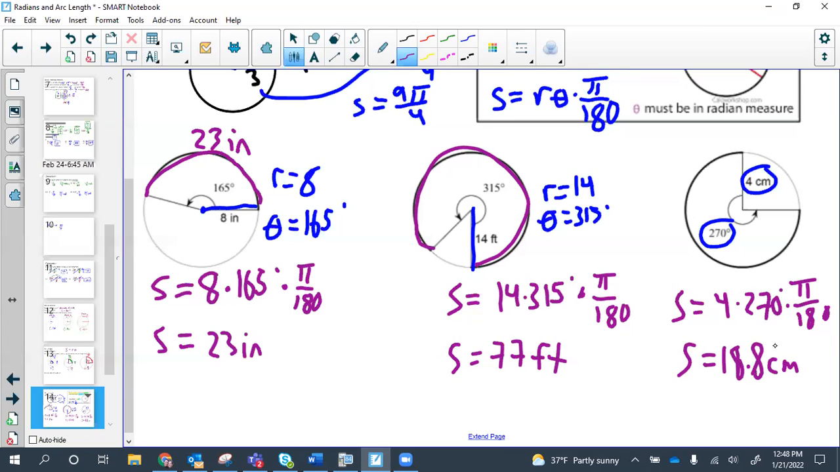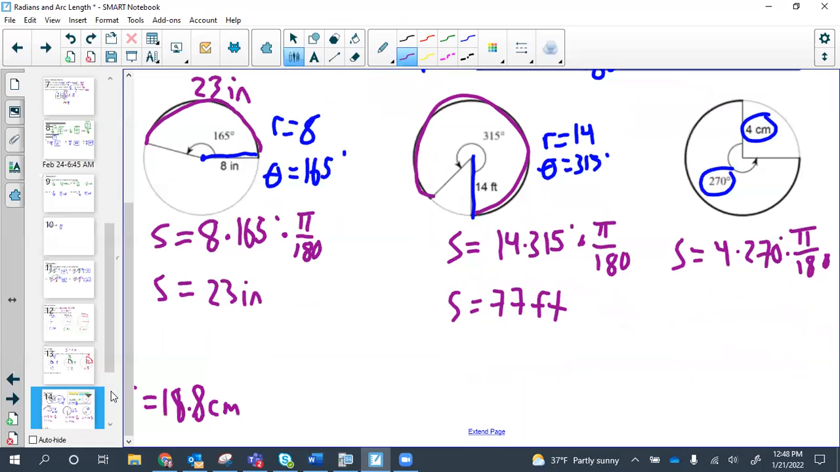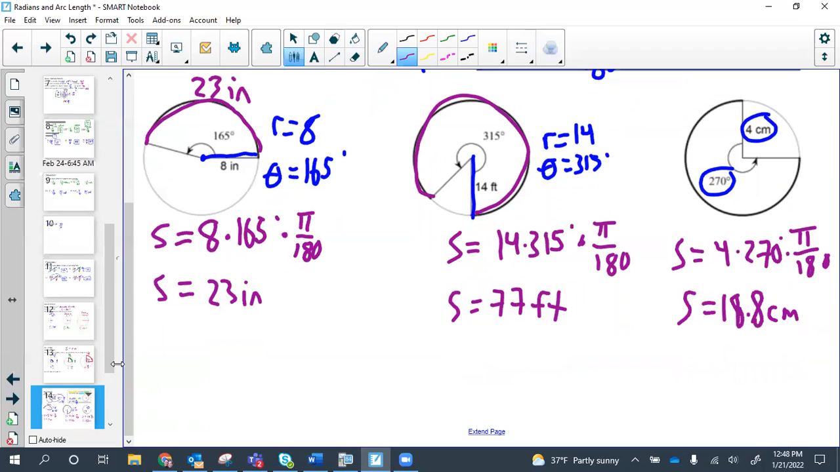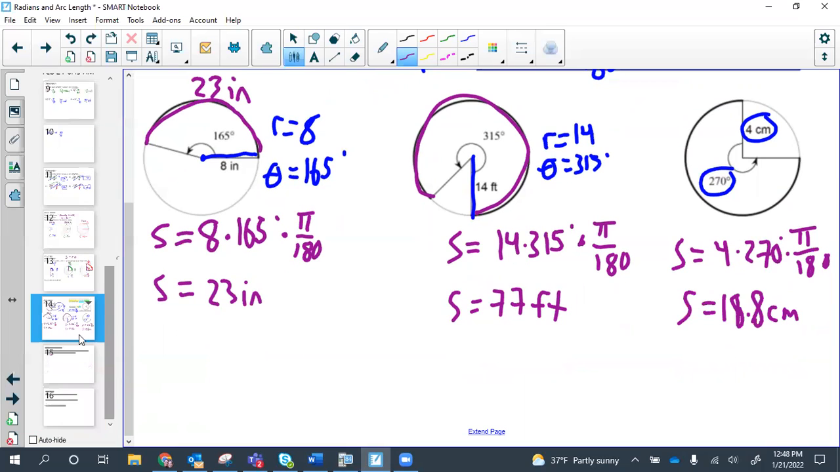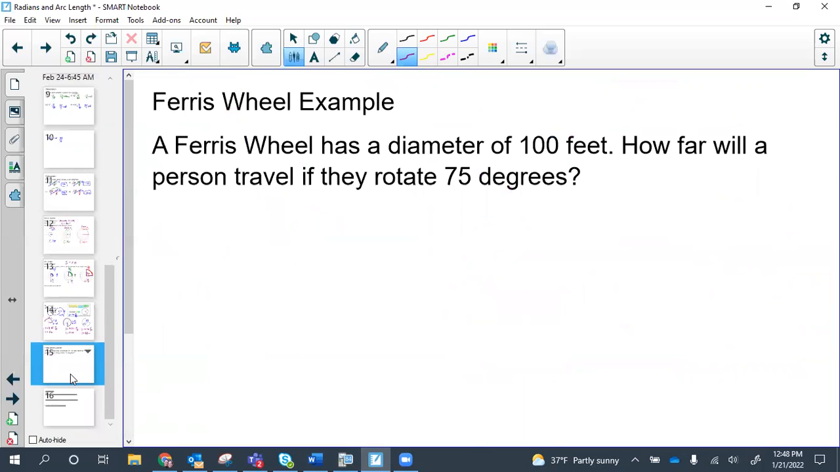On your homework, there's going to be a story problem like this. You might think story problems are hard. It's not too bad. Let me just show you a quick example. It'll be fast, I promise. A Ferris wheel has a diameter of 100 feet. How far will a person travel if they rotate 75 degrees?